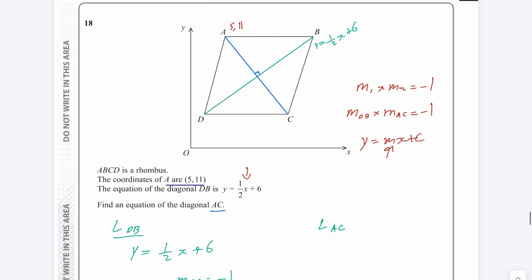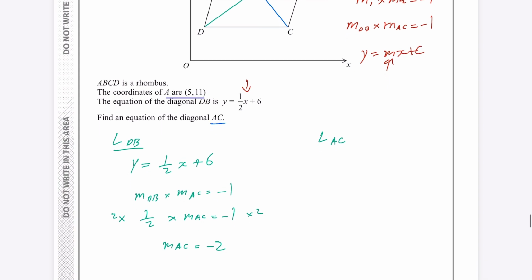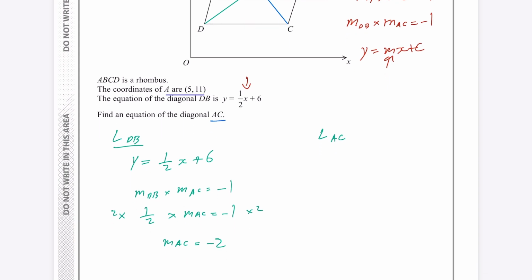If you look at this graph here, you can see that this line has a positive gradient of a half, and this line must have a negative gradient because it's going down, and it's going down a lot steeper, so the gradient will be higher. So that looks sensible. So always sense check your answers as well. So now I know what the gradient of this line is.